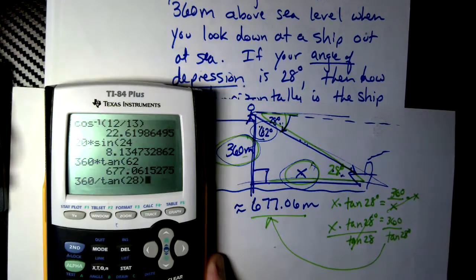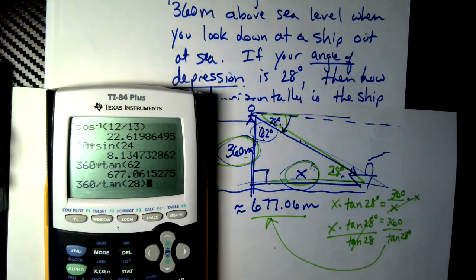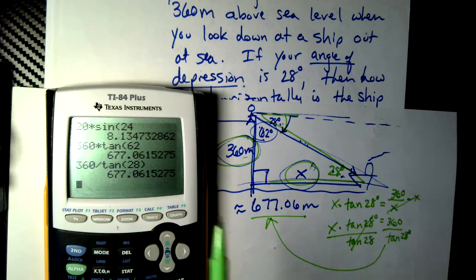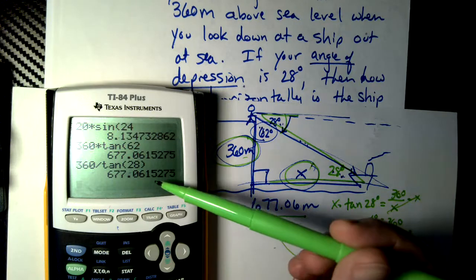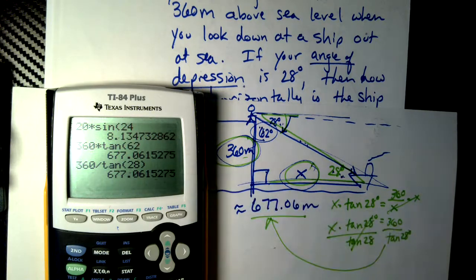Oh, let me get out my screen here. 360 divided by the tangent of 28 degrees. Let's hit enter. Bam. Exact same number. You can even see the decimals still on the screen here.